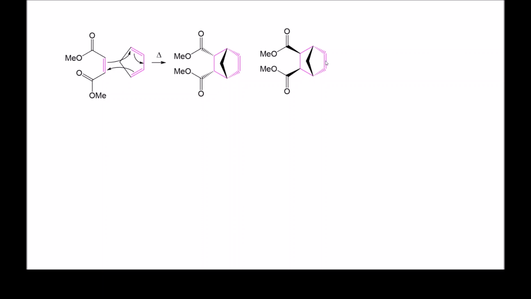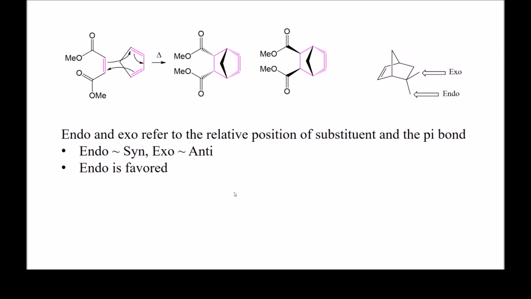There is a special name for the relationship between the substituents hanging off of the dienophile and the new pi bond that is formed. If they end up being on the same face, so if both the substituents and the pi bond are pointing in, then it's referred to as endo. If they're on opposite faces, then it's referred to as exo. Let me try to show that in a simpler diagram.